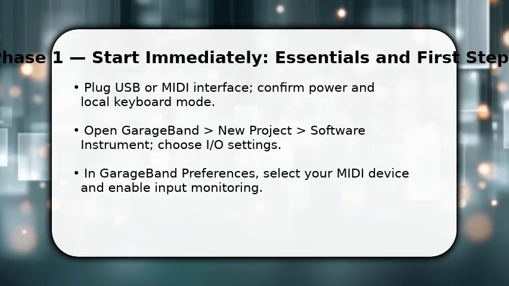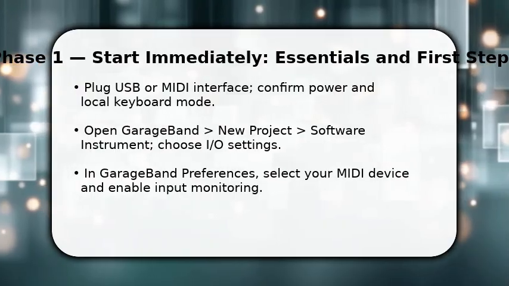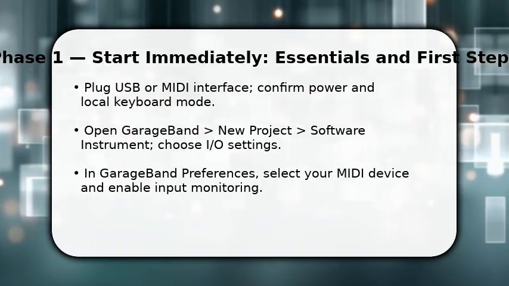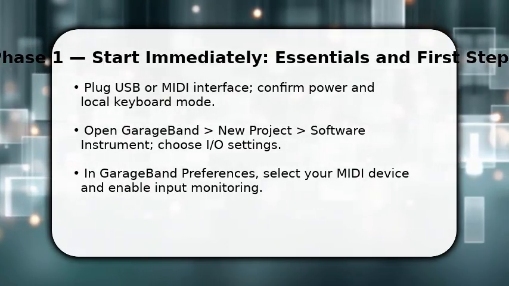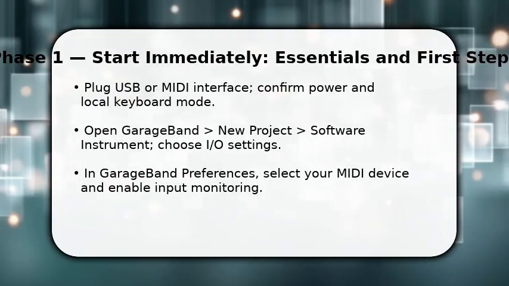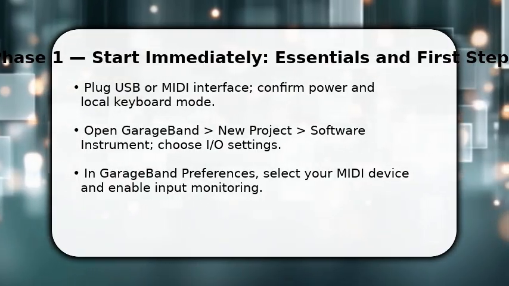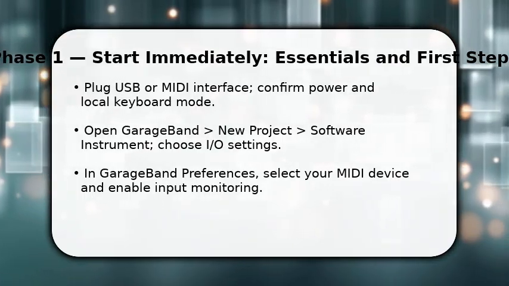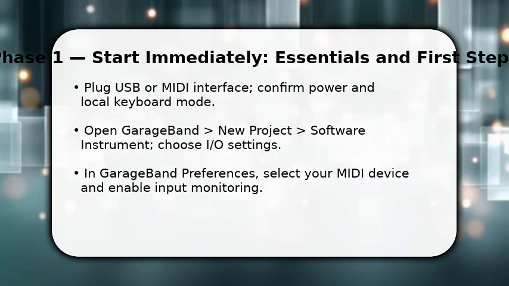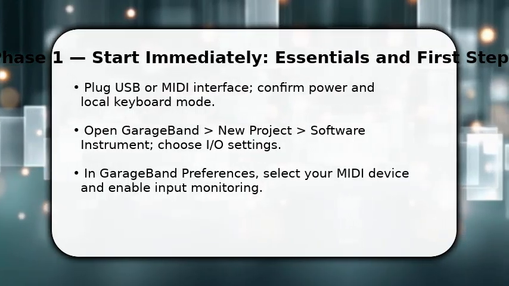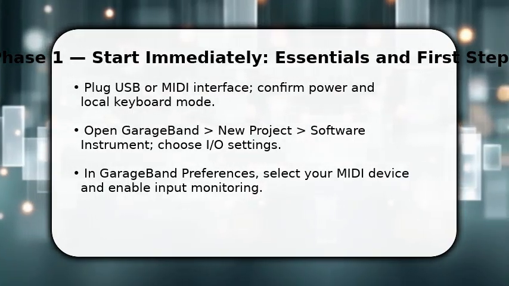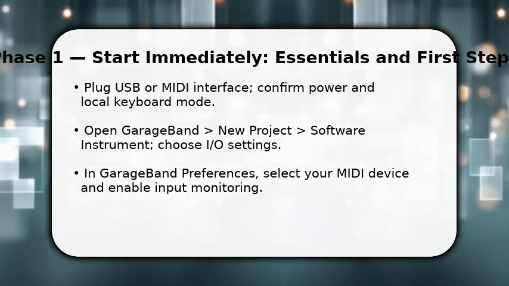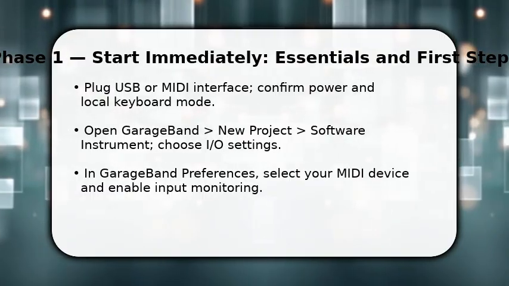You start by connecting the keyboard and confirming it responds. This ensures GarageBand receives note data. Once done, create a software instrument track so the keyboard maps to a virtual instrument. Make sure GarageBand preferences show your MIDI device as input and enable monitoring. This lets you hear sound while playing. You do this now to avoid input latency and routing confusion later. And because correct I/O selection determines whether GarageBand records controller data or merely plays back internal sounds.